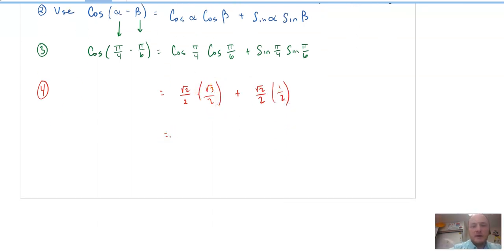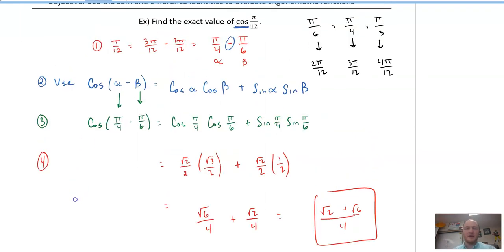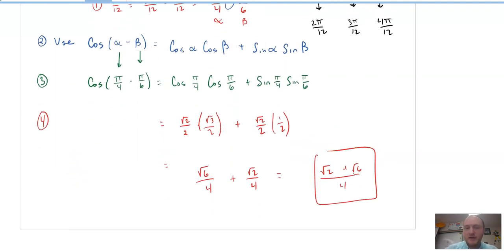Now we'll go ahead and simplify. So I have square root of 6 over 4 plus square root of 2 over 4, which gives us our answer, which is root 2 plus root 6 all over 4. And there's your answer. So that is cosine of pi twelfths, and maybe you want to include that over here. So this is equal to cosine of pi twelfths.